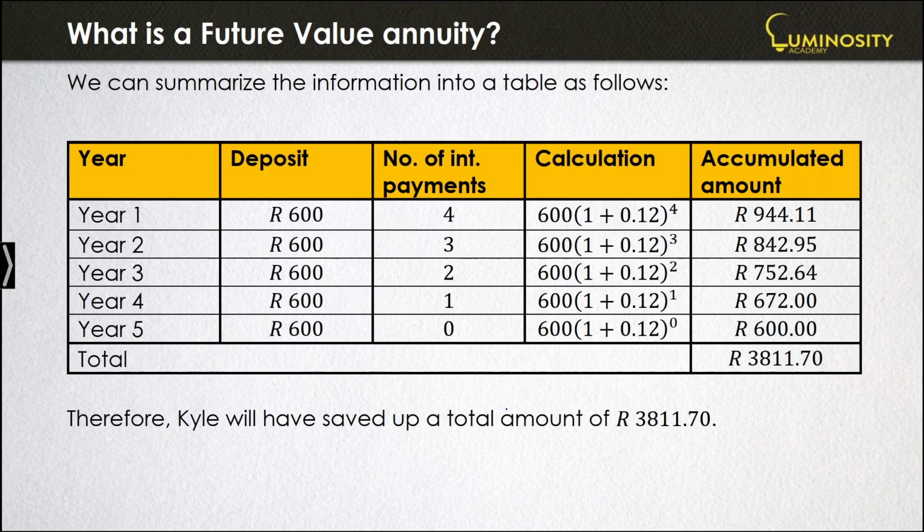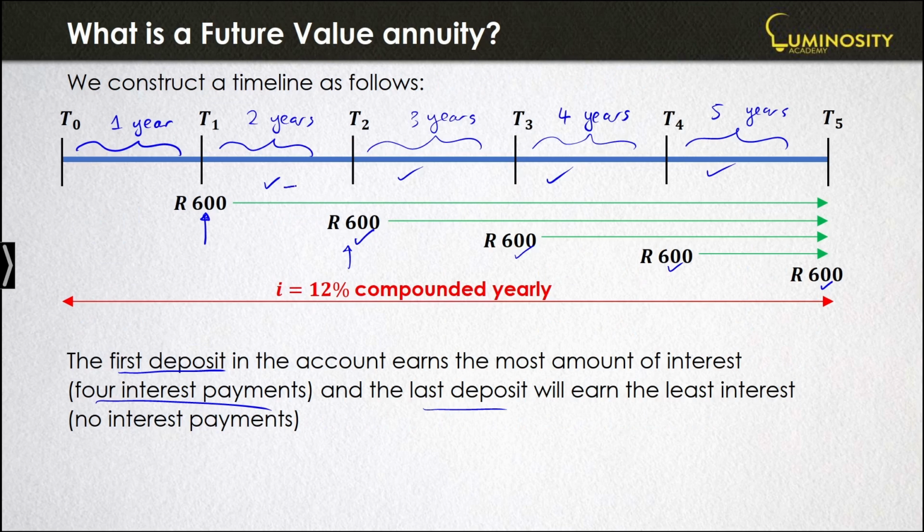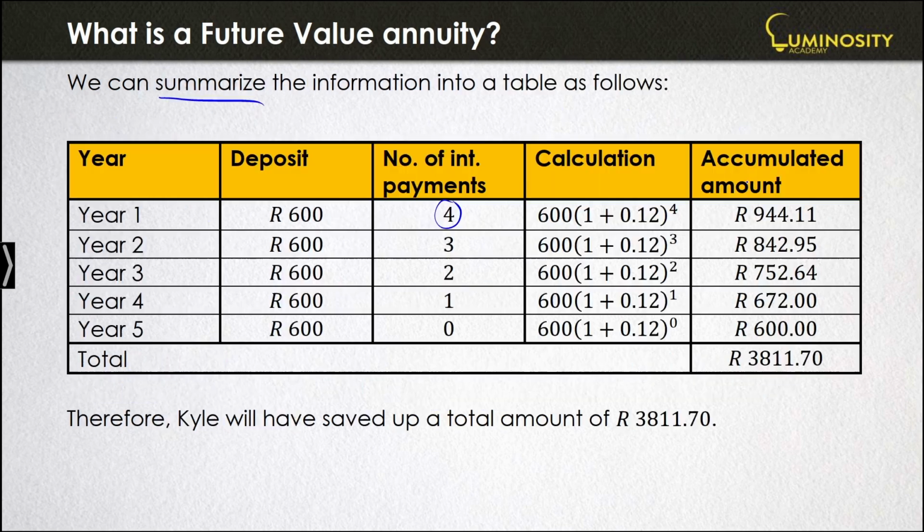So we can summarize this information into a table as follows. Let's look at the years, the deposit that Kyle makes, the number of interest payments that will accrue, the calculation, and the accumulated amount. Like we said, at the end of year 1, he put 600 Rand, so that leaves those 4 years, as we saw here, 1, 2, 3, 4 years to grow.